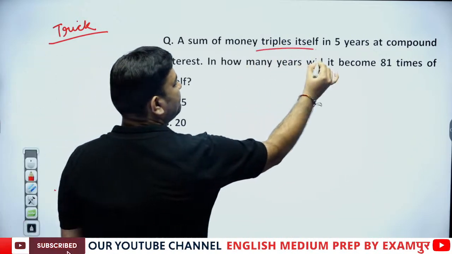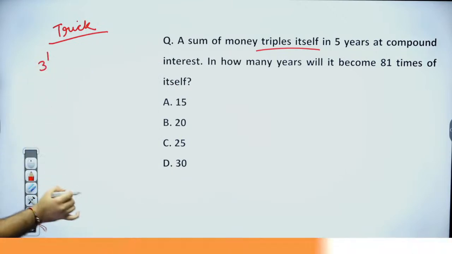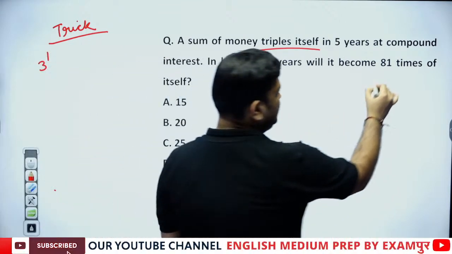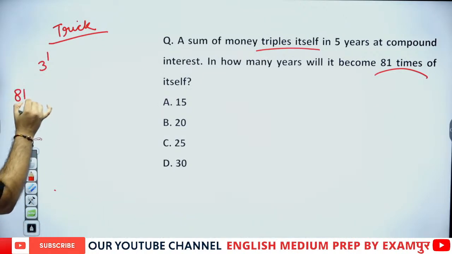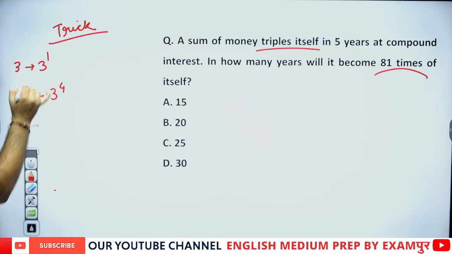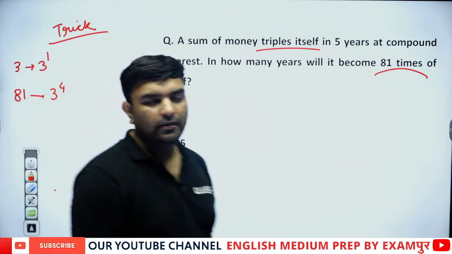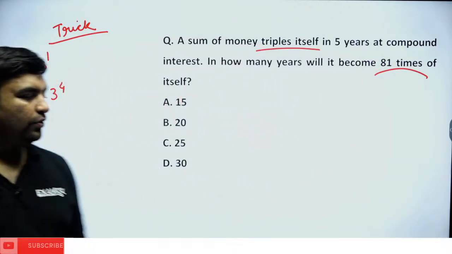Triple means 3 to the power 1. 81 times means 3 to the power 4. Write them in the same power. Triple means 3 to the power 1, 81 times means 3 to the power 4.